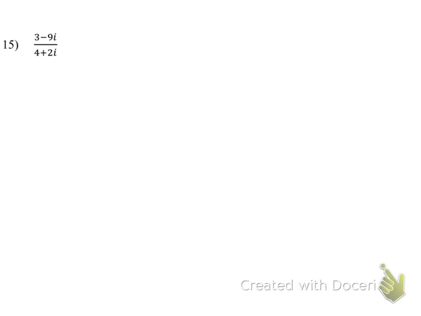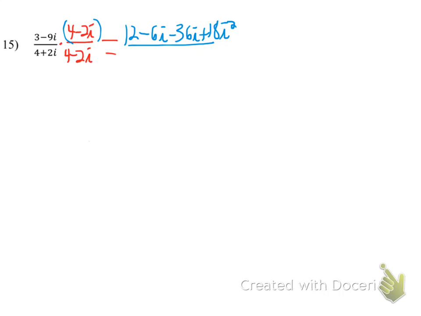And the last one, if you want to give this a try, pause the video and then I will work it as well here in a second. So we need to multiply top and bottom by the conjugate. So 4 minus 2i is being multiplied to numerator and denominator. The top will need a FOIL. So the top becomes 12 minus 6i minus 36i plus 18i squared. The bottom, we can multiply the front and the back to get 16 minus 4i squared.